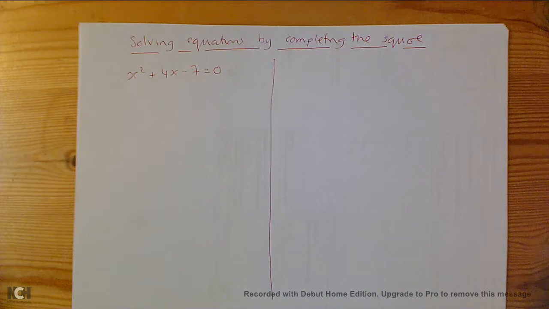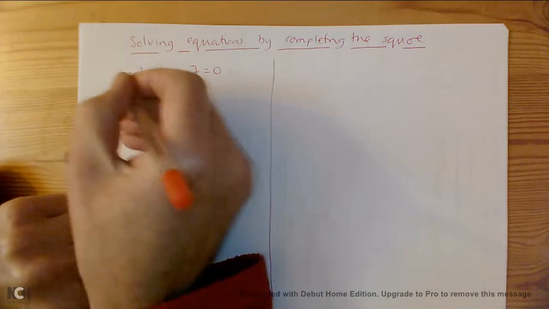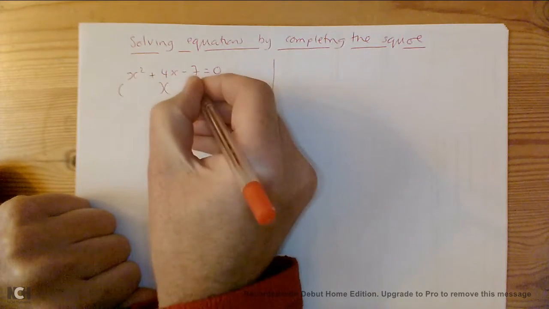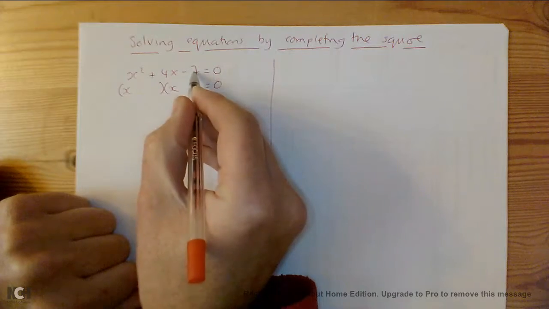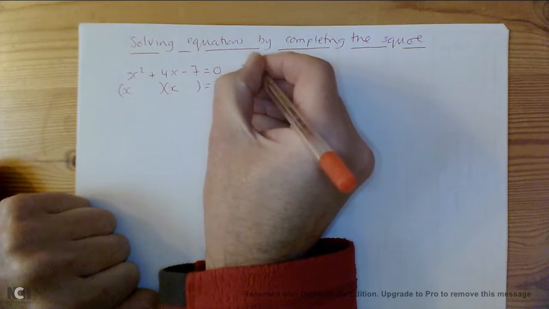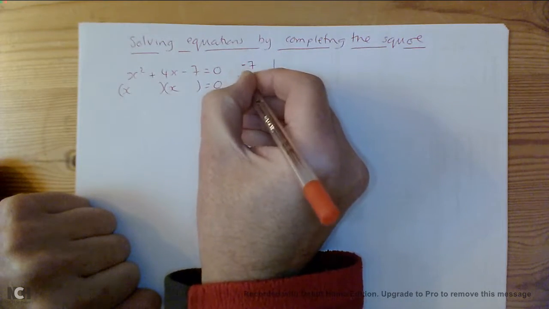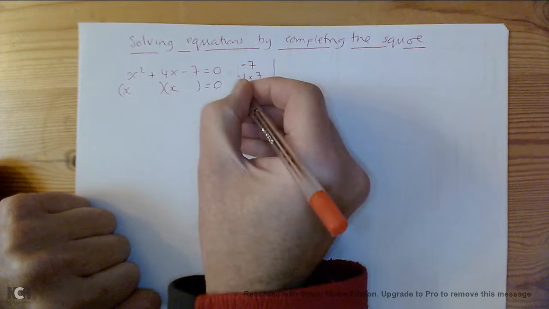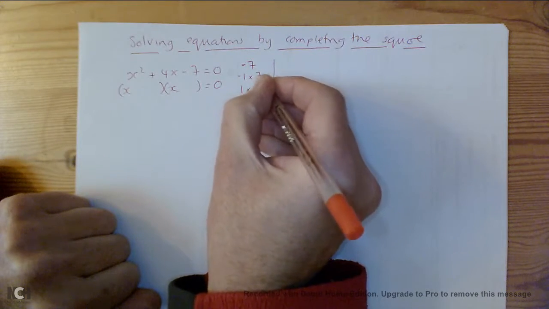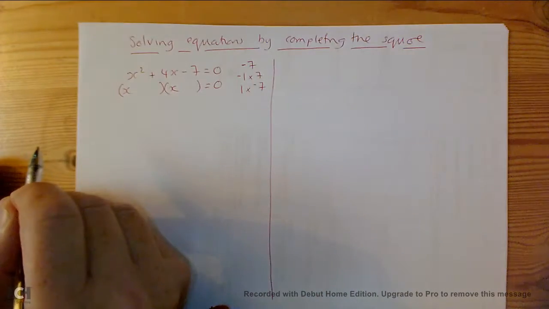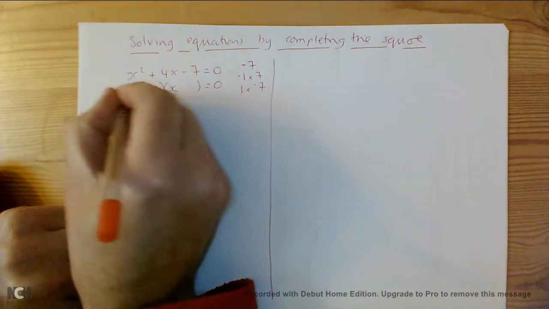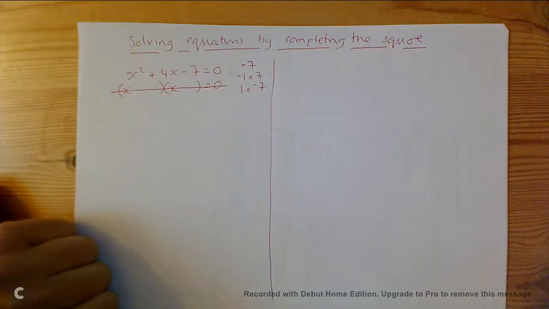I'm going to show you how you can solve quadratic equations by completing the square. If you're given this equation, your first instinct would probably be to solve it by factorising. So I need two numbers that multiply to give me negative 7. So that could either be negative 1 times positive 7 or positive 1 times negative 7. However, neither of these add to give me 4. So I need to abandon that as a method.